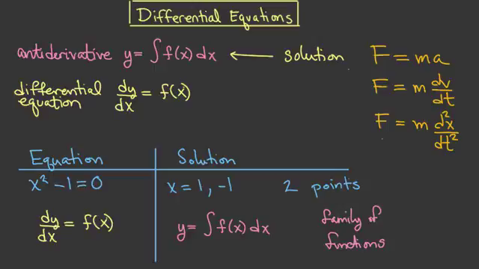This means that there are infinitely many solutions to these differential equations, F is equal to m dv dt and F is equal to m d squared x dt squared as well. Later on, we'll see how we can pick one solution by using initial conditions. For now, you're going to do some problems thinking about the units of differential equations and their solutions.